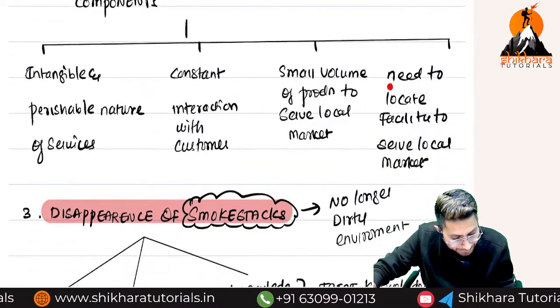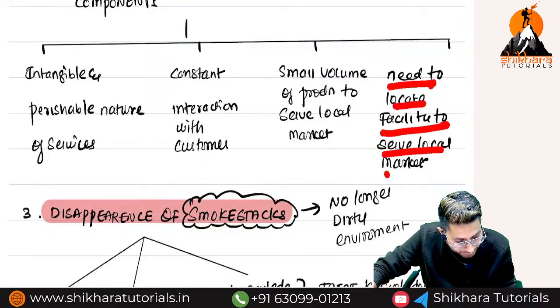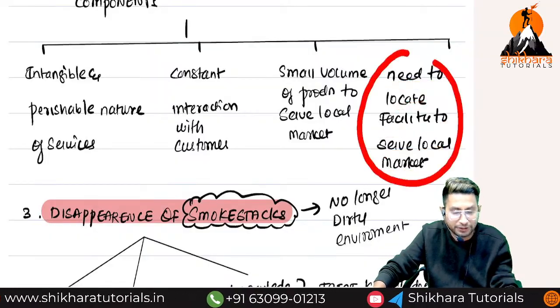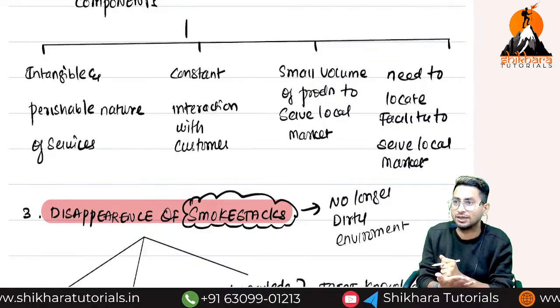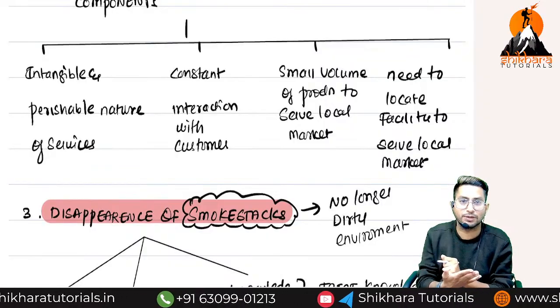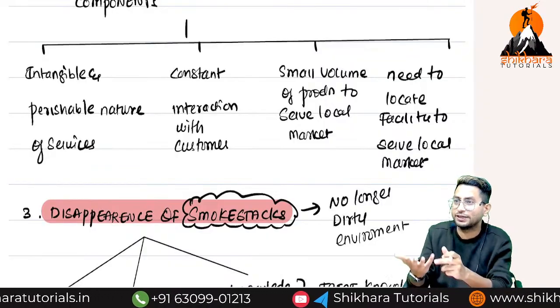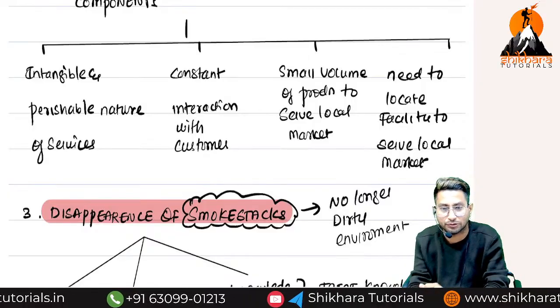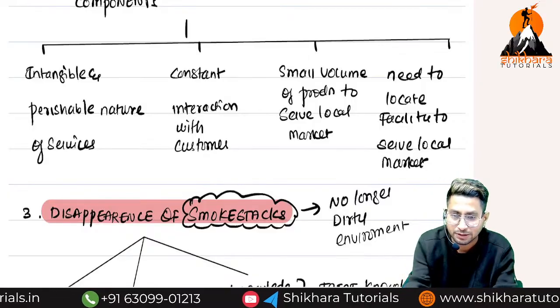But you need to locate the facility to serve which market? Local. This also you have to keep in mind. Where should I locate my factory? Yesterday I told, right? It should be nearby to the raw material supplier also. It should be nearby to whom? Customer also. Clear?